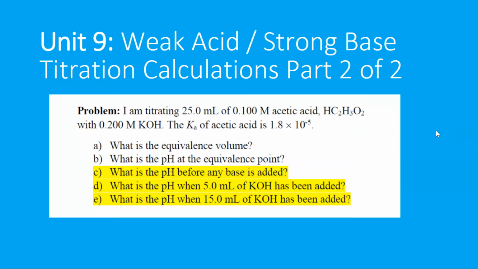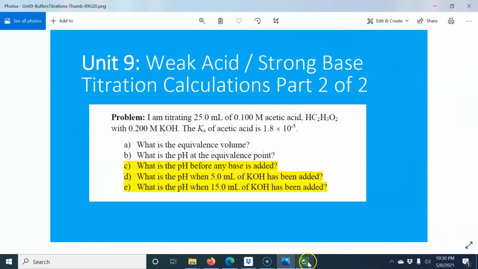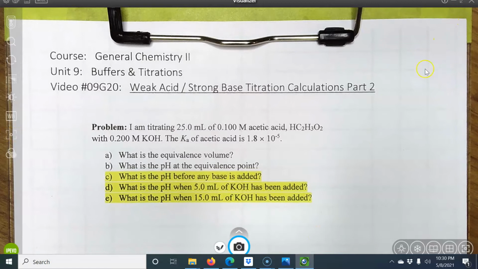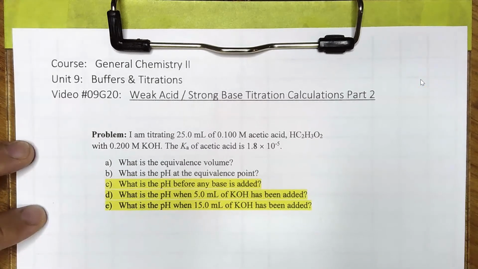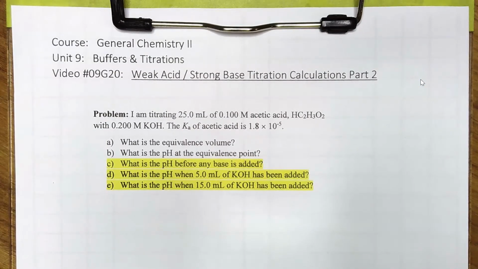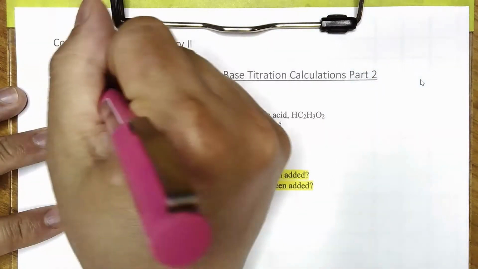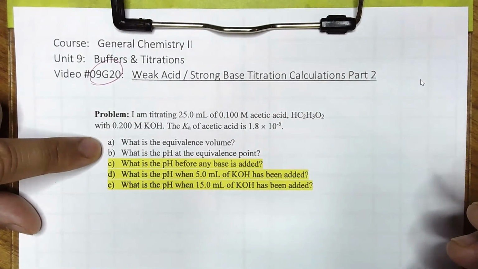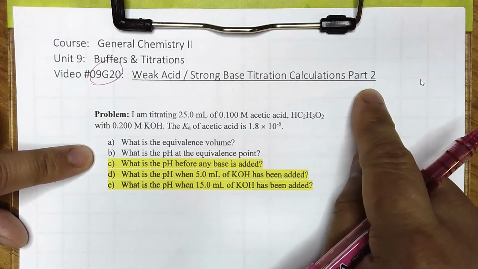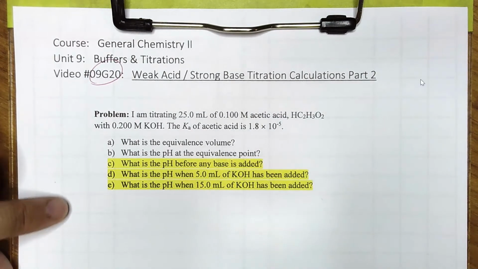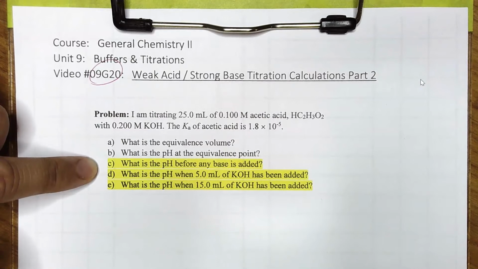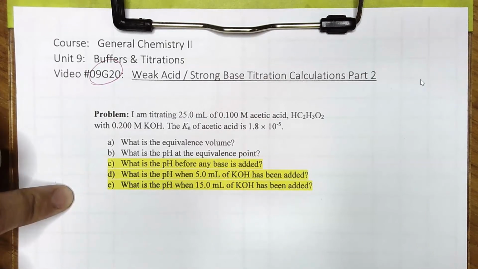Okay, let us finish up this problem calculating pH values at different points in a weak acid strong base titration. We are up to part C. If you want to know how to do parts A and B, that is in part 1. And here we want to know what is the pH before any base is added.